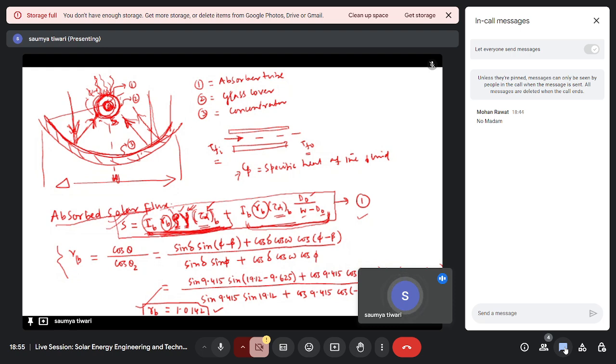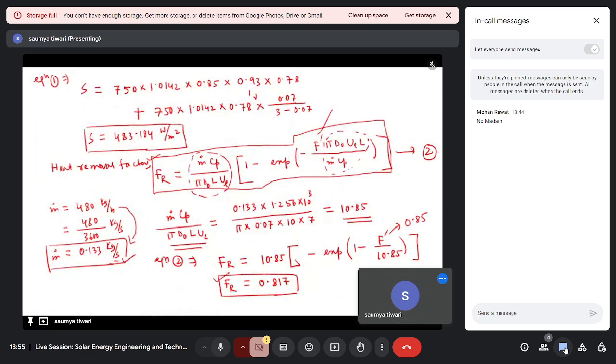Now for that, we already know rho, we know the intercept factor, we know the tau alpha value for beam radiation, we know the outer diameter of the absorber tube, we know the width, and we know the IB value. What we don't know is this RB value for beam radiation. For that, as we have seen again and again, it will be cos theta upon cos theta z, which is a function of all the angles: your declination angle, your slope, your omega hour angle, and your latitude angle. So you can calculate this RB value.